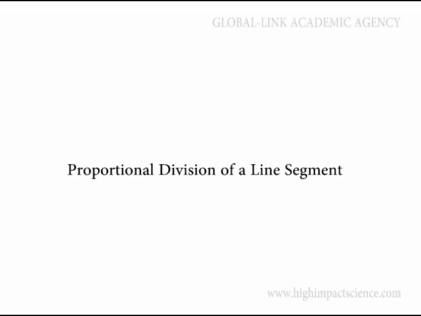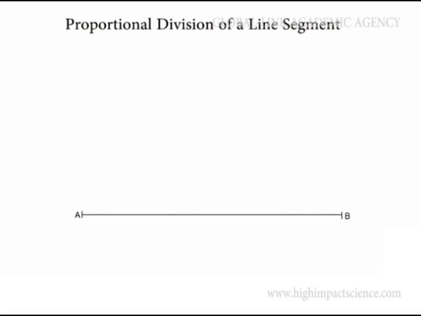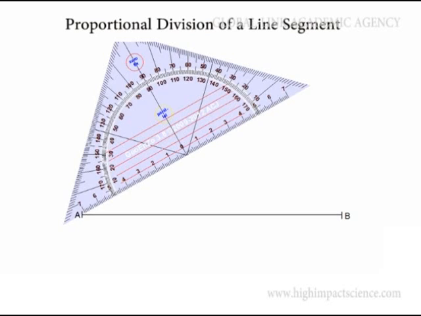Next is dividing a line proportionally. A line segment can be divided into equal parts using two methods. The simplest is using a set square. So let's say we have line AB and we wish to divide it into 5 equal parts. First step is to draw an inclined line to our original line.